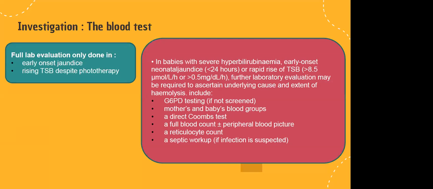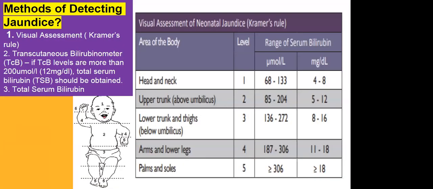However, it is actually difficult if the baby is darkly pigmented. From what I read, for all infants, if we question the severity of the jaundice and they have risk factors, then we should also do a transcutaneous bilirubinometer and also total serum bilirubin.